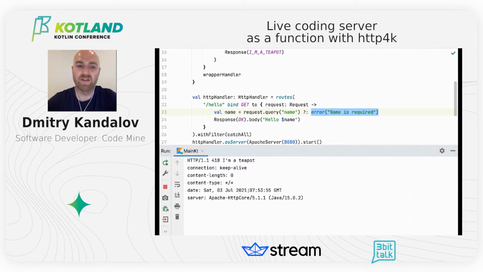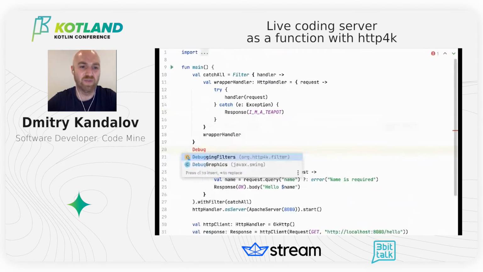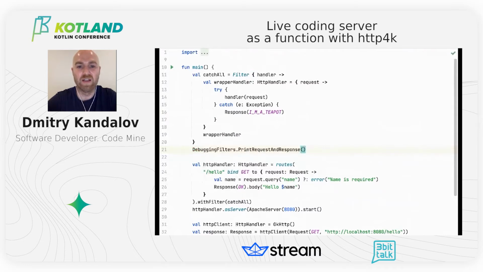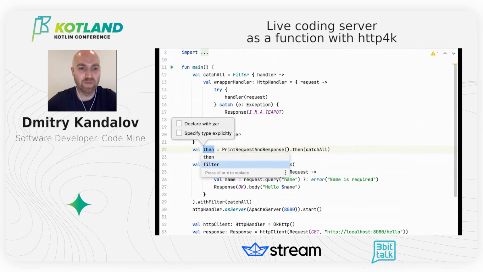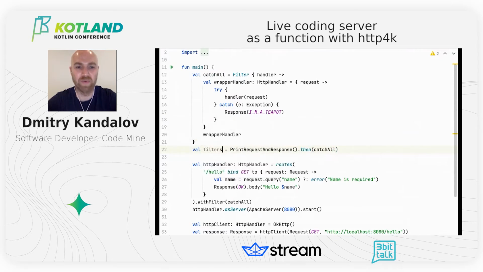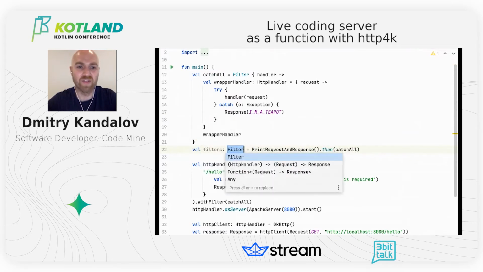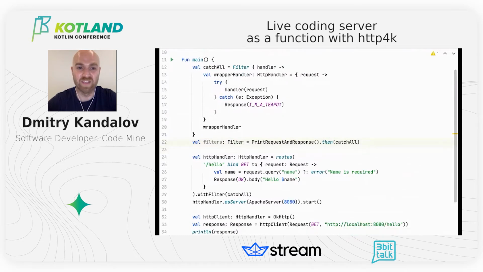There are some built-in filters which come with http4k, and they can be useful. One of them, for development purposes, is print request and response. Import this. And what's interesting is that you can chain filters using this function called then. So if I extract this into a variable, I'll call it filters because we're actually combining two filters. The interesting thing, though, is that the type of filters is still a singular filter because it's not a list of filters. And this is because filters are combined using functional composition. So that's just functional programming. So let's plug these filters in.